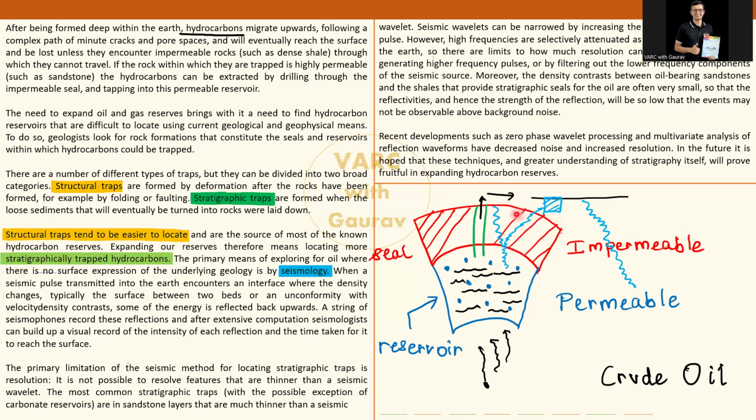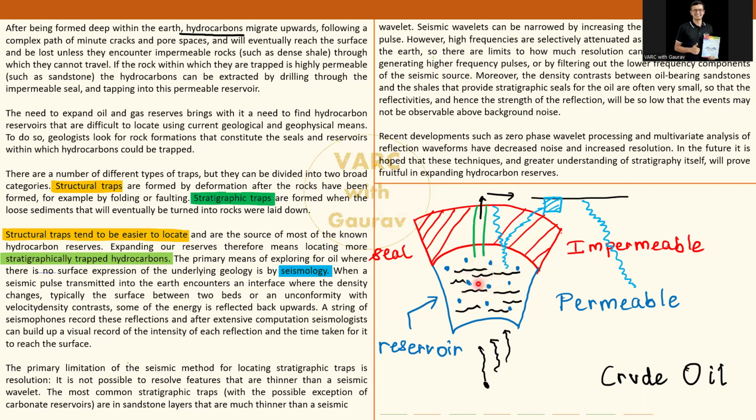Once again, I'm repeating. Seismic waves are sent through the rock. When they encounter a drastic change from impermeable to permeable rock, from the seal to the reservoir, some of the waves are reflected back towards the surface of Earth. When we catch them, analyze them, and put the data together properly, from that we can conclude that, yes, it is very likely that there is a reservoir just beneath it. And then after that, the drilling can start and maybe we can access the crude oil.